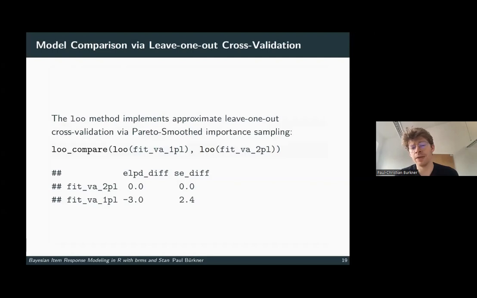So very quickly, when we are running this comparison via leave-one-out cross-validation, the model shown in the first row is the best model. All models are compared to the best model, so the best model against itself has 0 difference. And then we have an ordering of all following models. In this case, we just have 2, and the 1PL model is a little bit worse, but the uncertainty in that difference is also quite great, so we don't really have a good argument for using one or the other model.